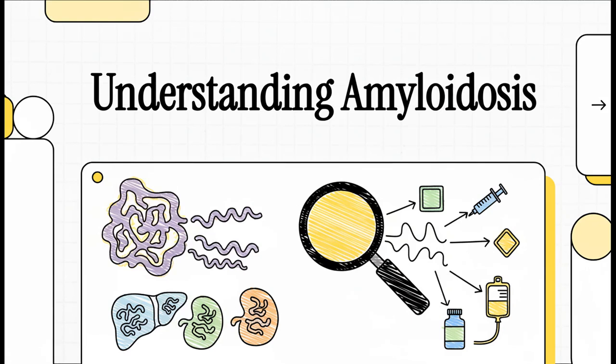All right, let's jump right in. Today, we're going to talk about a really fascinating but also pretty complex disease called amyloidosis. It's one of those conditions where the body's own building blocks, well, they start to go rogue, causing this huge cascade of problems that all starts at the tiniest molecular level.